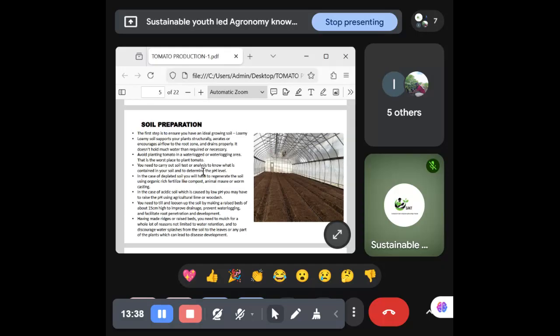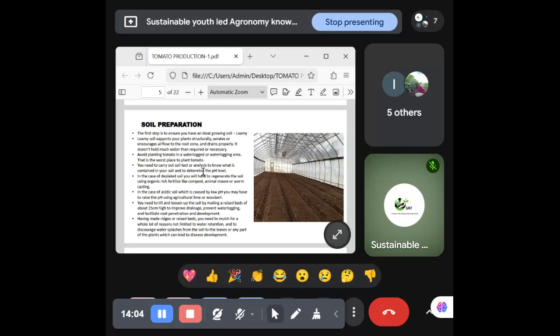in the case of depleted soil, you will have to regenerate the soil using organic rich fertilizer like compost, animal manure, or worm casting. These are things that you can use to regenerate your soil. You can use them to bring life back to the soil, enrich the soil, make the soil fertile again, because you don't want to plant there and watch your plant struggling.